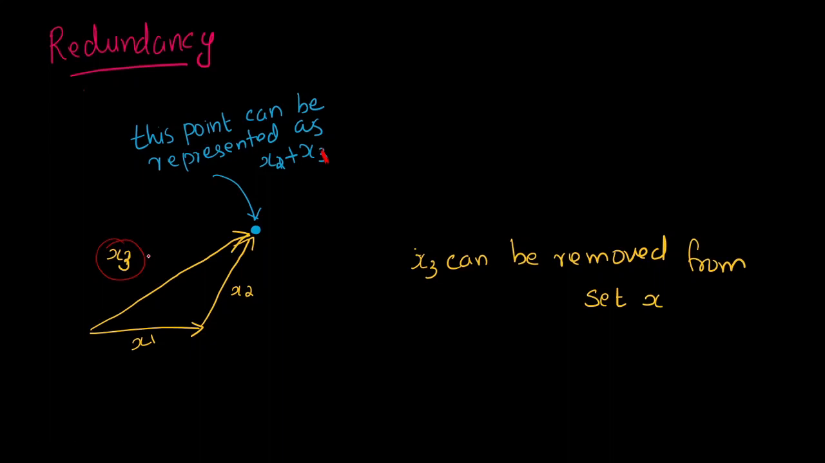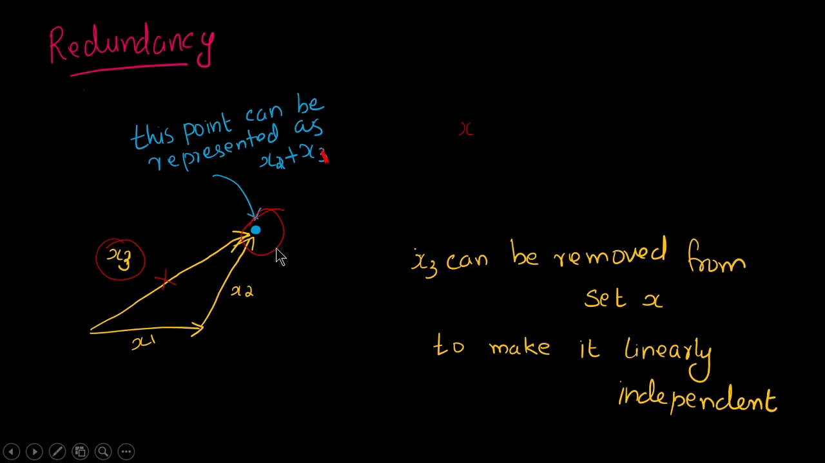Even if I remove this x3 from my set x, I can still represent this vector. So x3 can be considered as a redundancy. When I remove that x3, the set becomes linearly independent. From this set, if I remove this one, it will become linearly independent.